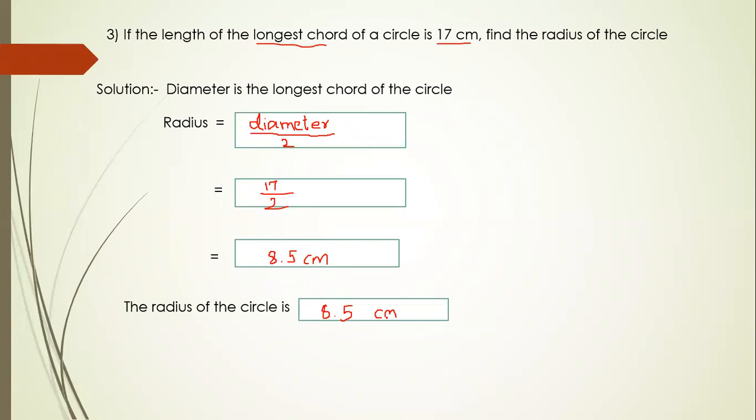Just go through the sum. The diameter length is given to us as 17 and we need to find the radius in this. So we have to first write the formula. Radius is equal to diameter divided by 2, and then substitute the values given to us. And after that, when you do 17 divided by 2, you will get the answer as 8.5.